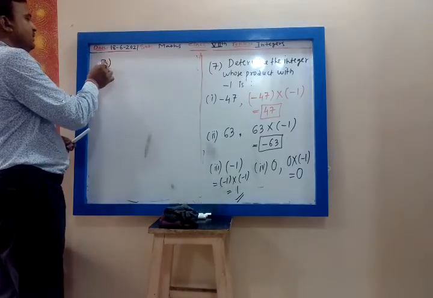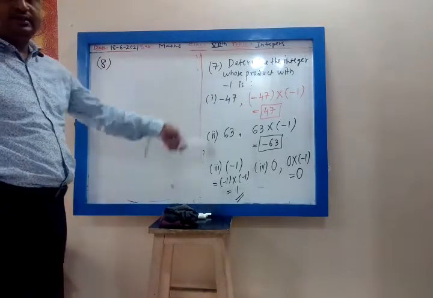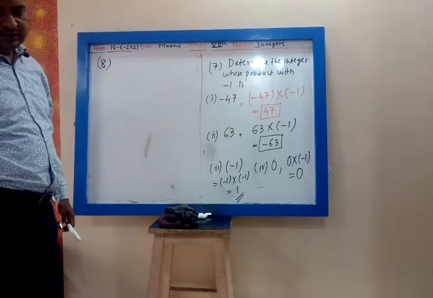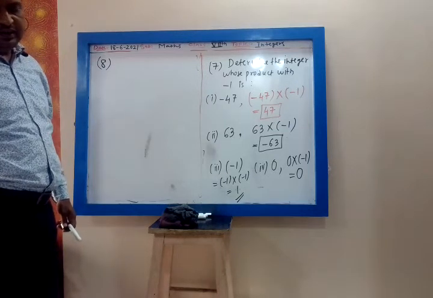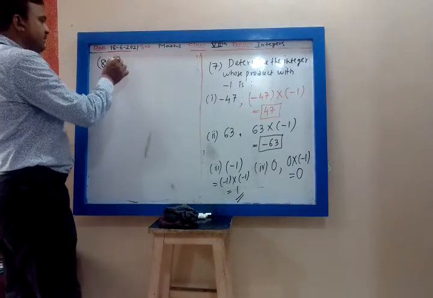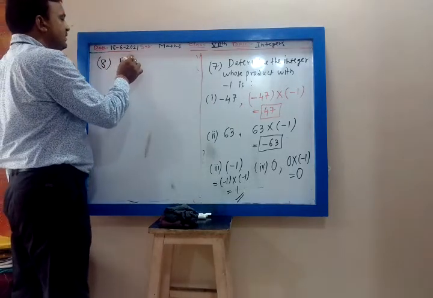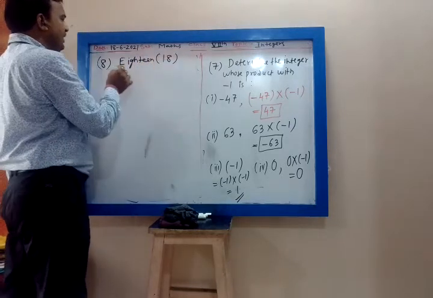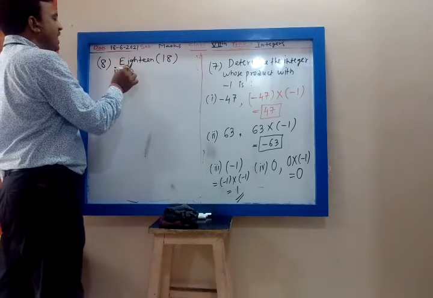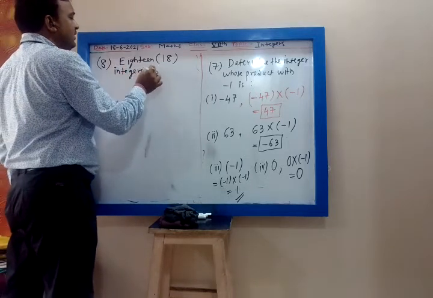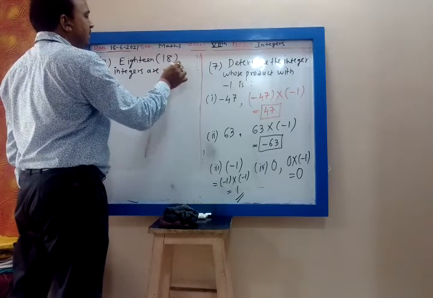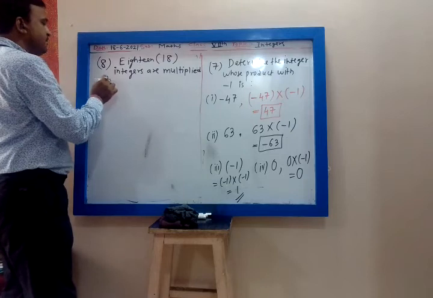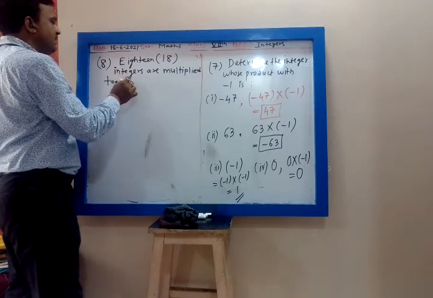Now, is this concept clear? Now we do the eighth one. 18 integers are multiplied together. It is written multiplied, multiplication. 18 integers are multiplied together.